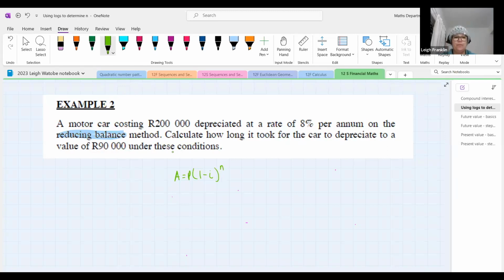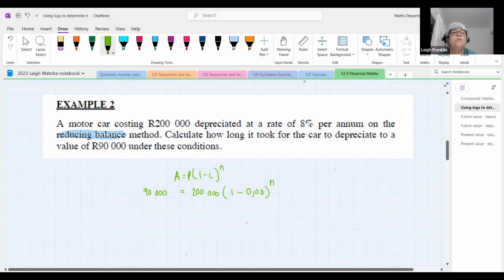So our A value is going to be the 90,000, the scrap value or the book value of the car. The car is originally worth 200,000 Rand. The interest rate at which it depreciates is 8%. Be careful, that's 0.08, not 0.8. And then they want us to calculate the value of n. So work out the value of n and then DM me or DM your lender. Let's see what you guys get.